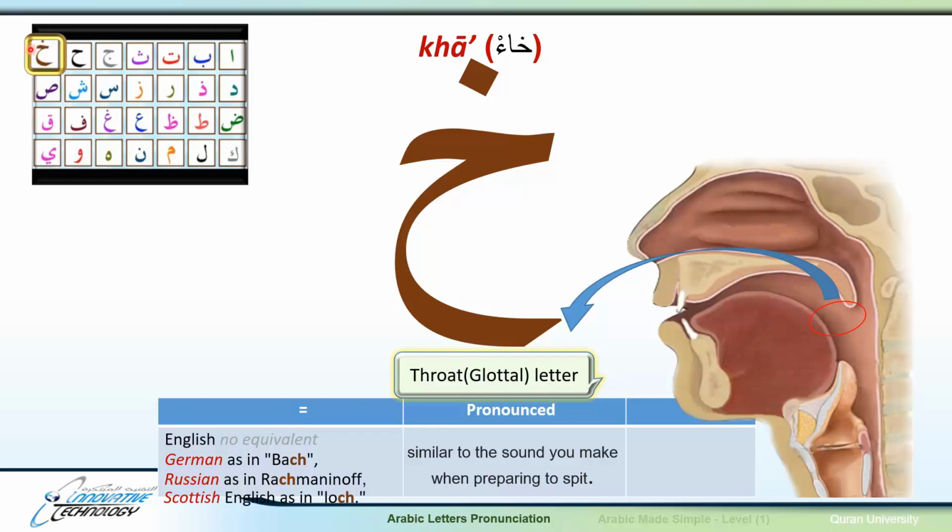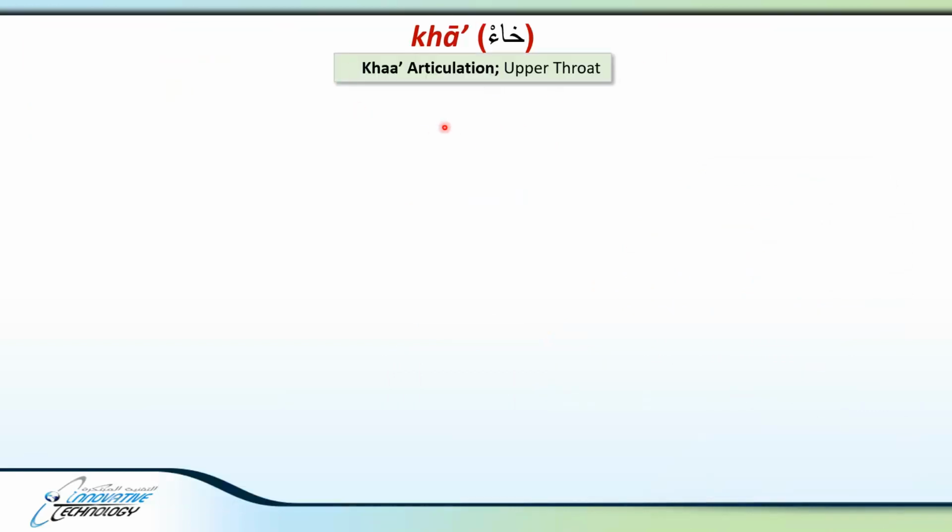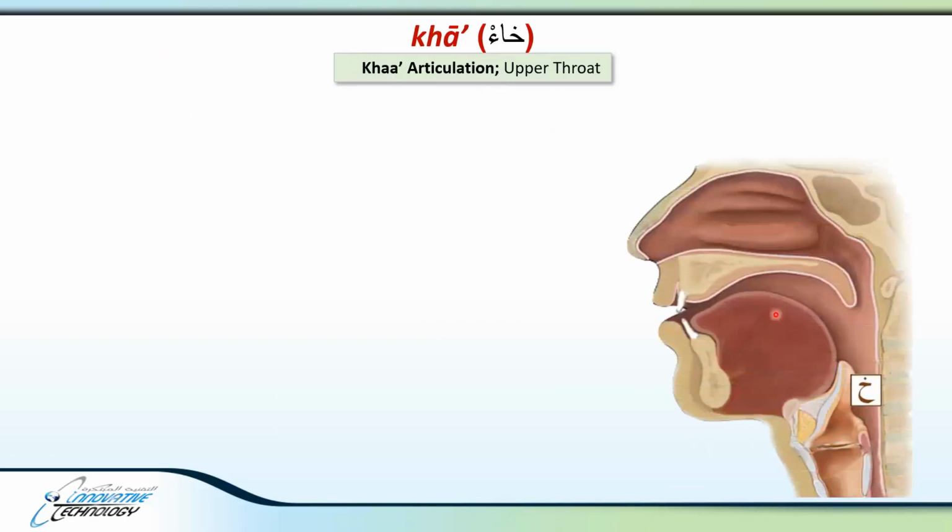Ugh, ugh. And the name given is Kha, Kha. Let's now concentrate on the Kha articulation. Kha articulates at the upper throat, glottal articulation, and accordingly we classify it as a throat or glottal letter.